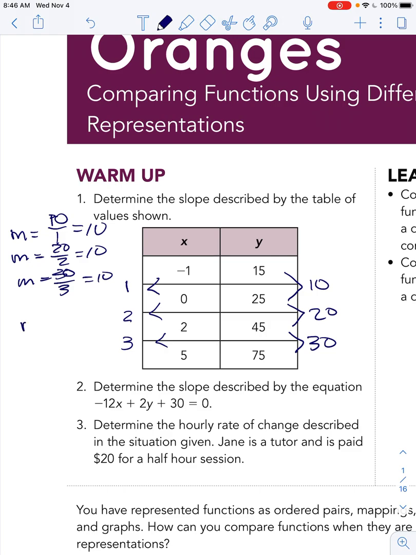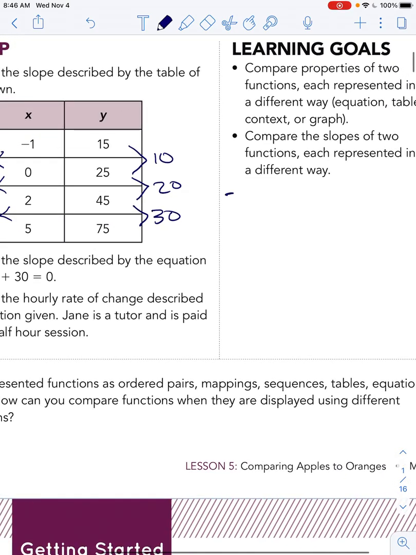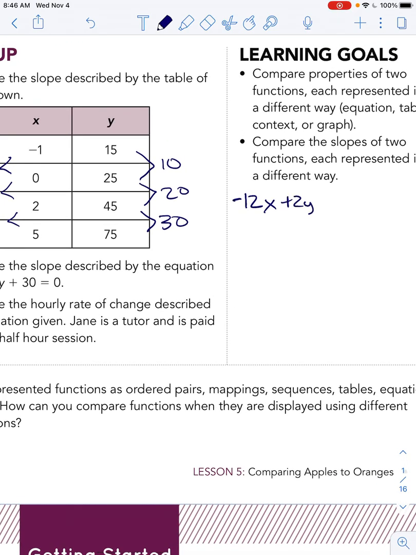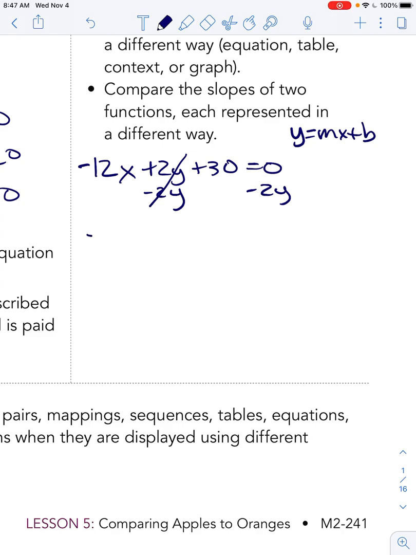So our slope for this one is 10, or our rate of change is 10. So if I look at this next one, I'll write it off to the side. So I have negative 12x plus 2y plus 30 equals 0. Now, in order to find out the slope, remember it has to be in y equals mx plus b form. So that means we have to get the y by itself. It'd be much easier to move the y instead of moving everything else. So I'm going to subtract 2y from both sides. When I do that, that cancels out.